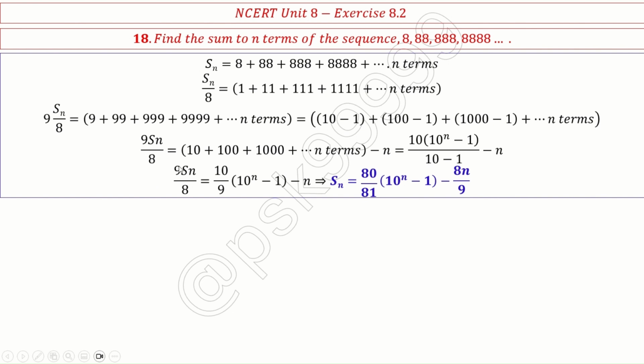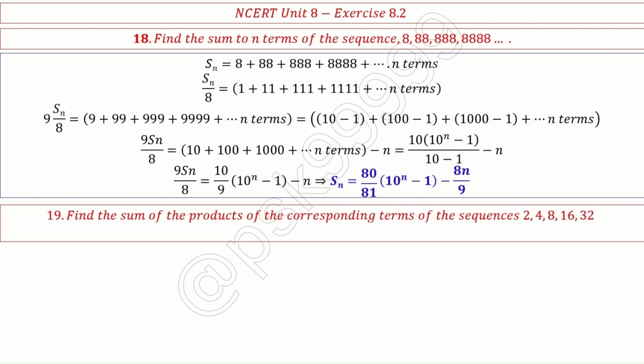So 9 Sn by 8 equal to the sum of this geometric progression minus n. So this one is nothing but 10 into 10 to the power of n minus 1 by 10 minus 1, minus n. So if I simplify, what I'll get is Sn is 80 by 81 into 10 to the power of n minus 1, minus 8n by 9. So this is a very, very common problem which comes in geometric progression. I'm sure in your 11th or intermediate exams, you will definitely get a question on this problem. Okay, next.